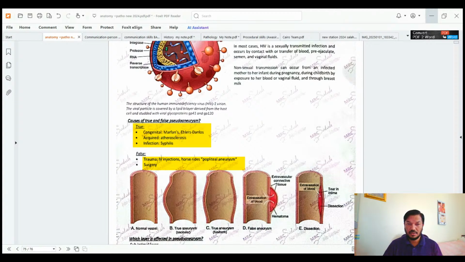So we have finished these main stations. After that, we will start the total anatomy whole unit.